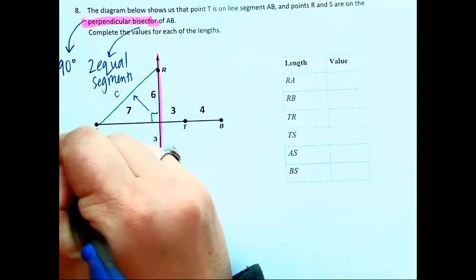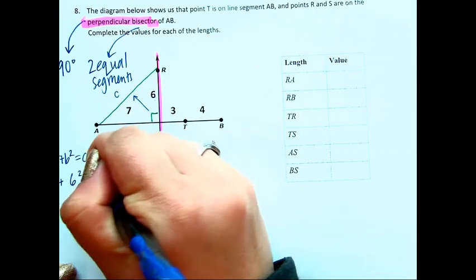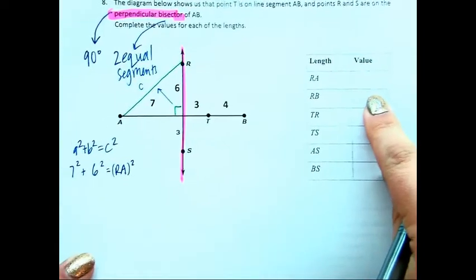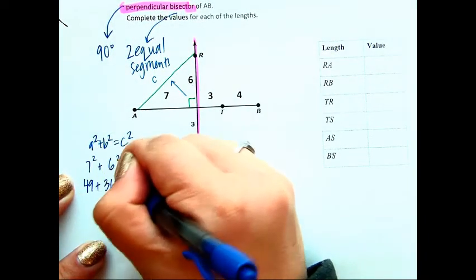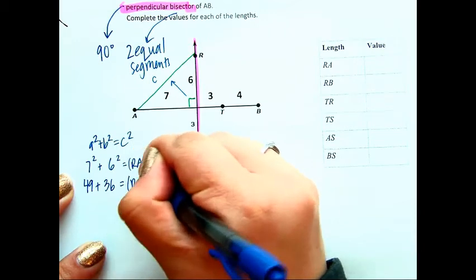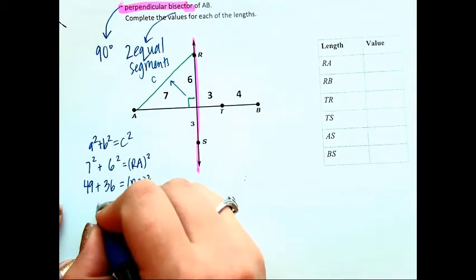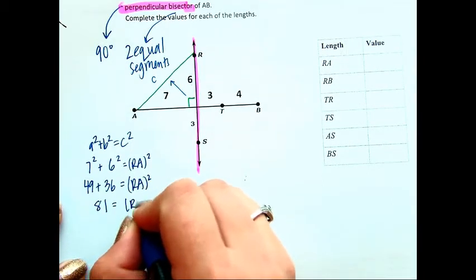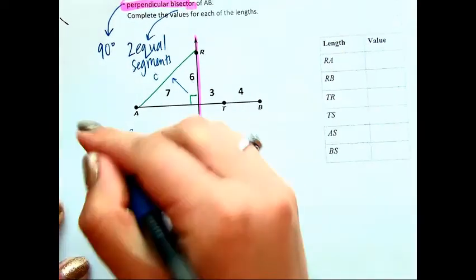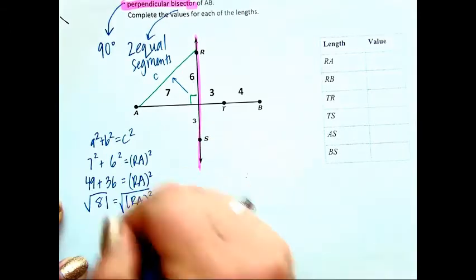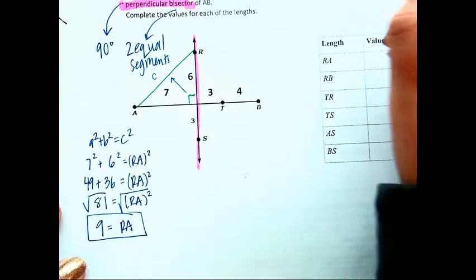So I'm going to set this up as 7 squared plus 6 squared equals RA squared, since that's what I'm looking for. So 49 plus 36 equals RA squared, or C, if you want to leave it as C. When we add these together, we end up with 81 equals RA squared. But I don't want RA squared, I want just RA. So in order to get rid of that square, we need to take the square root of both sides. So 9 equals RA. So this would be 9.